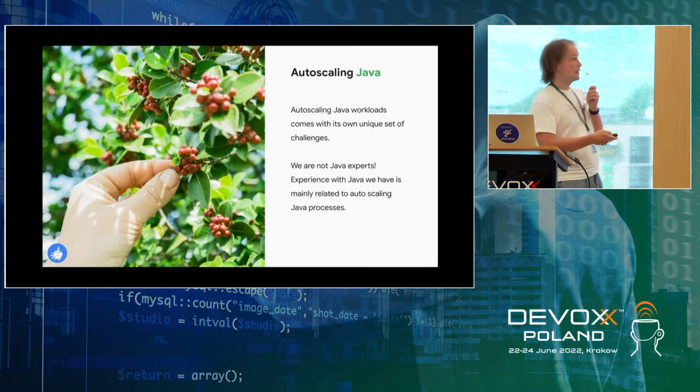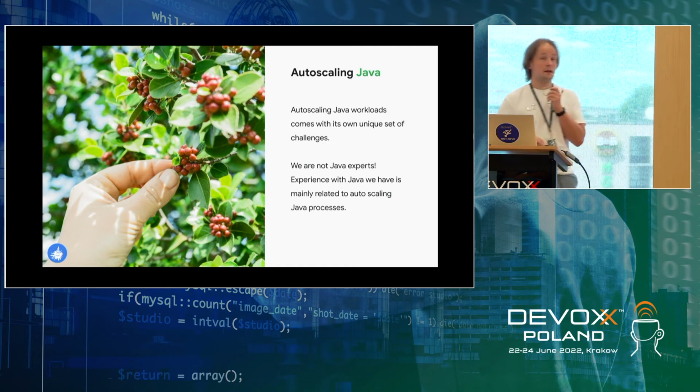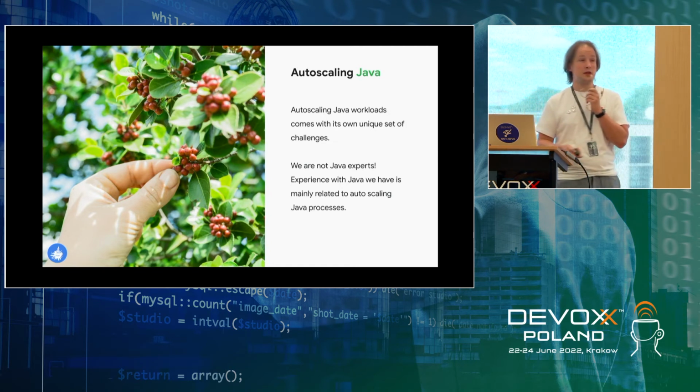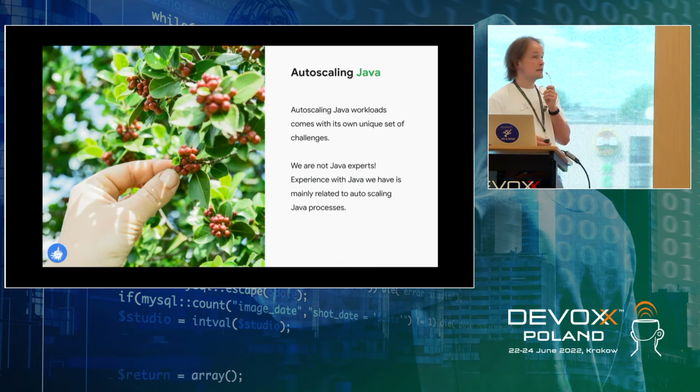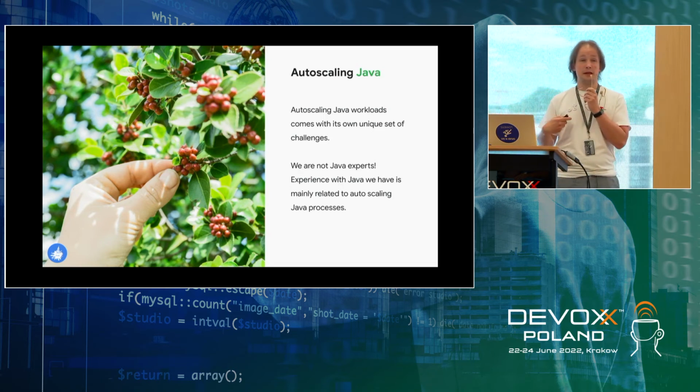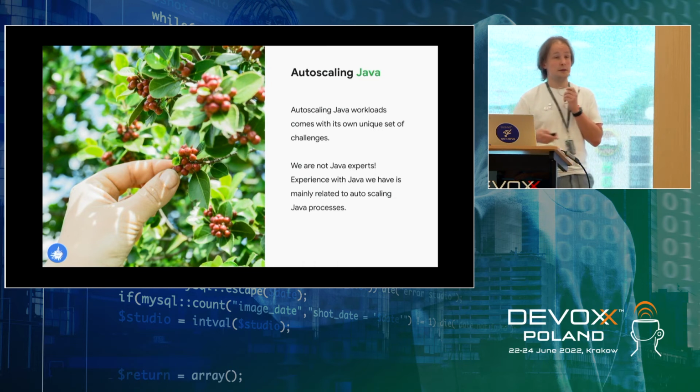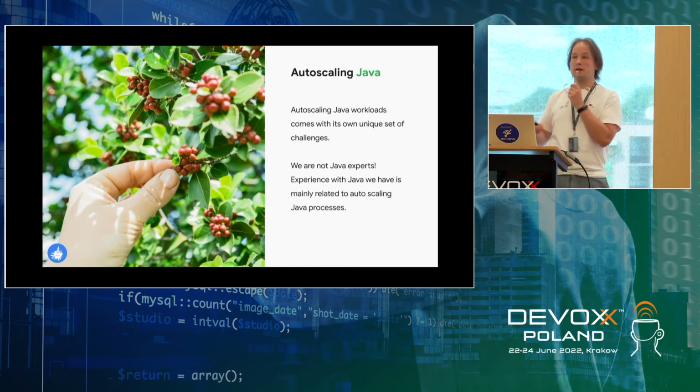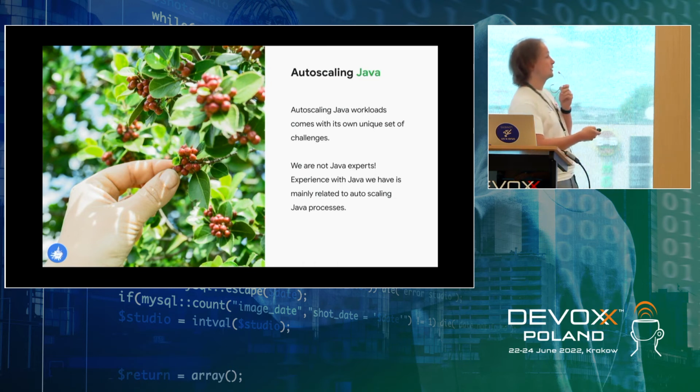Okay, these are all the problems that we can get from any language, but Java has its own challenges. Some disclaimer, I'm not a Java expert. I have some experience in autoscaling Java, but if you fine-tune JVM parameters, you know way more than me. So feel free to correct me or talk to me. I might learn something.